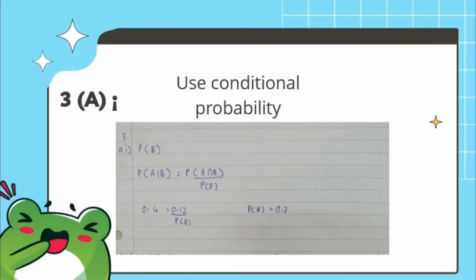For the first question, we need to solve it by using the formula related to conditional probability, which is here. Probability of A given B is equal to probability of A intersect with B divided by probability of B, where probability of B is not equal to 0. Now we just substitute the values we got from the question into the formula, which is probability of A given B is 0.4, while probability of A intersect with B is 0.12. Then we will get the answer, which is 0.3.